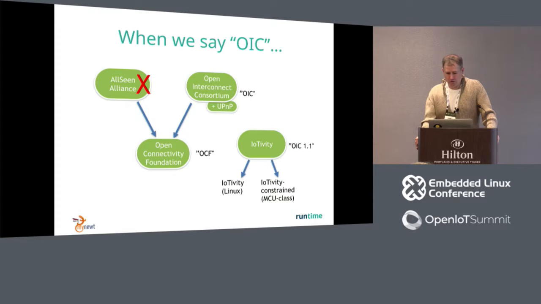A little side note here: OIC is the acronym for the Open Interconnect Consortium. This diagram represents an evolution of the standards bodies, or the specification bodies, that are emitting these specs. Back in the day, what didn't seem like too long ago, there was something called AllSeen. It was perceived as competing with the Open Interconnect Consortium, OIC. OIC rolled up UPnP. Those two organizations merged and became the Open Connectivity Foundation, the OCF. The OCF is a Linux Foundation initiative, has I think 11 or 12 platinum members. It's a pretty substantial organization.